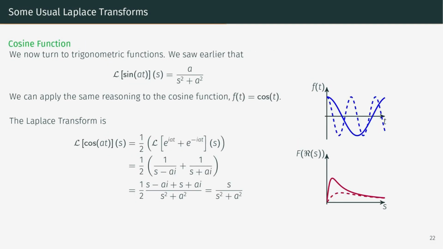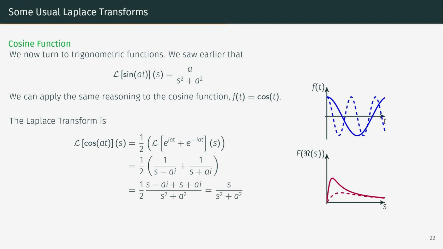We can now move to consider trigonometric functions. Earlier, we saw that the Laplace transform of the sine of at is equal to a over s squared plus a squared. The same reasoning can be applied to the cosine function shown in the blue top graph.